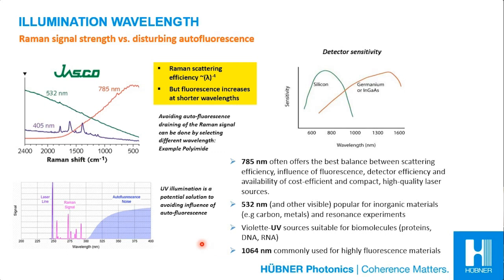An alternative to avoid the impact of autofluorescence is to both illuminate and detect the Raman shifted light below 300 nanometers, as this is often below the spectral region of emitted autofluorescence, which is shown here. But the problem here is the availability of suitable laser sources in the UV and challenges involved with handling and detecting UV light. It should also be noted that the wavelength of the laser also has an impact on the spatial resolution of the system, as the smallest achievable spot diameter is proportional to the wavelength according to Abbe's law.